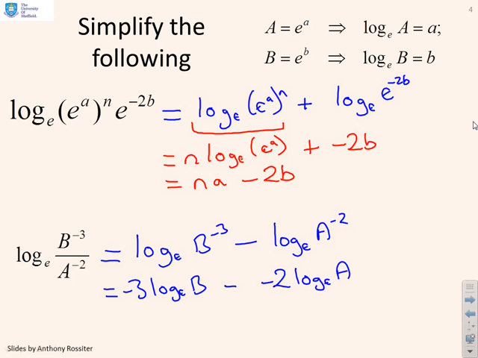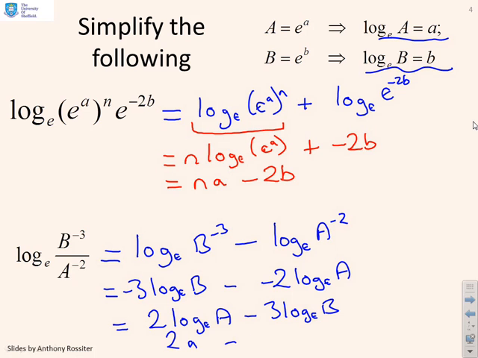And so now I can just rearrange the signs, and you see what you get left with: 2 log e of a minus 3 log e of b. And if you wanted to, you could use these numbers up here if they were given, and of course that gives 2a minus 3b.